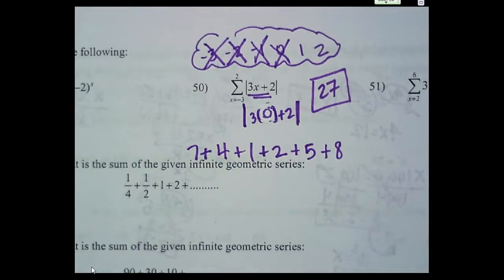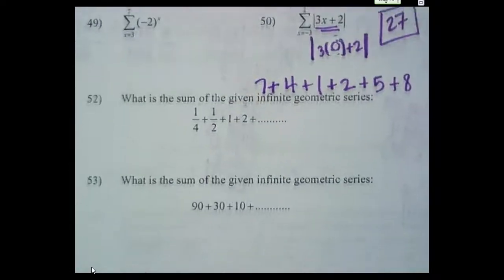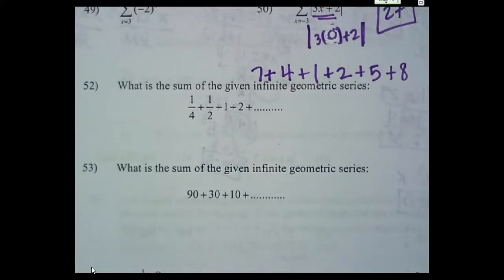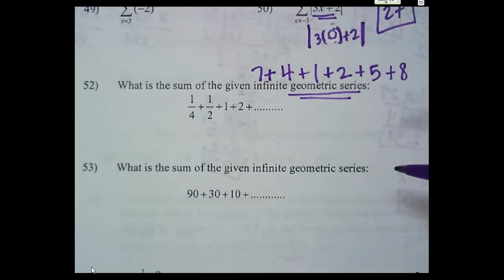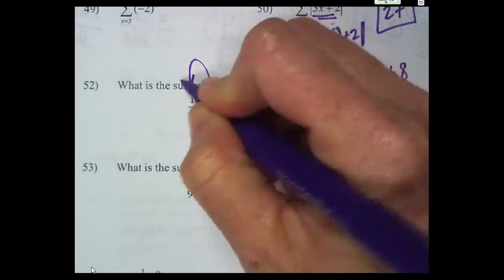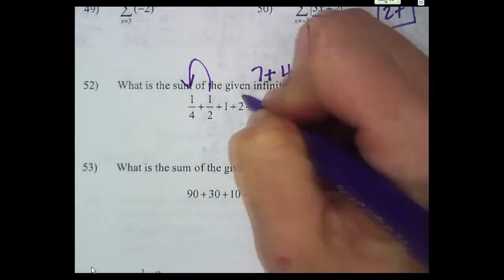Okay, go to 52. 52 says, what is the sum of the given infinite geometric series? What's the rule? First of all, I know it's geometric. Do you guys remember how to find R? You go this way. If you don't go the right way, you'll mess up.